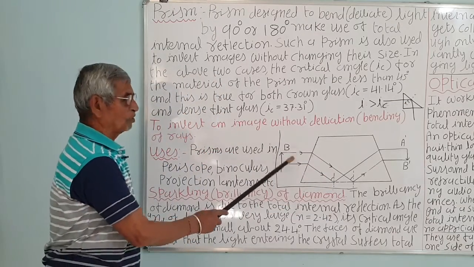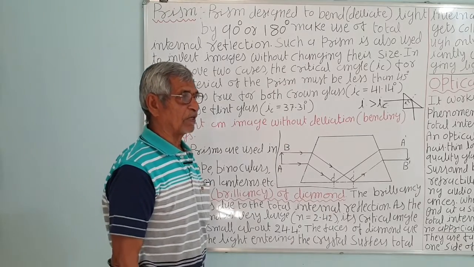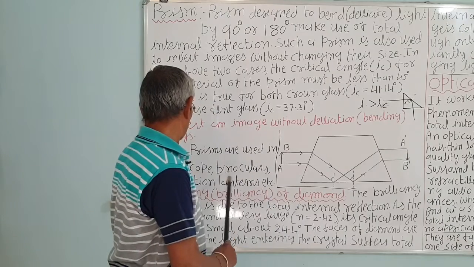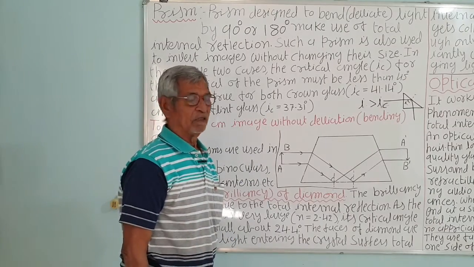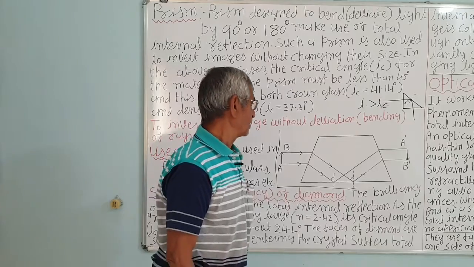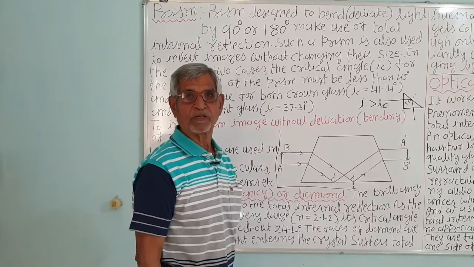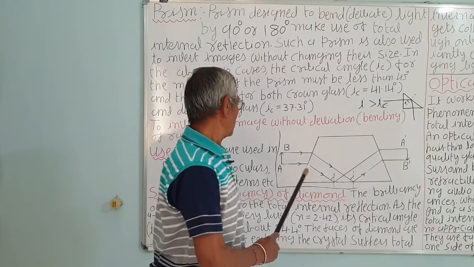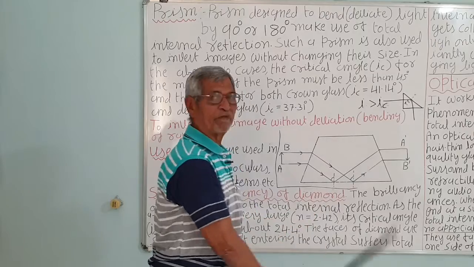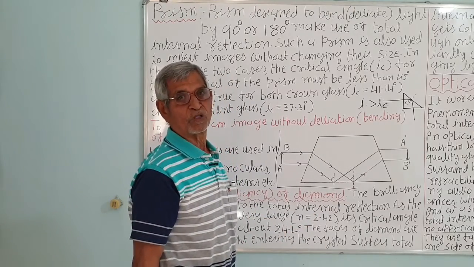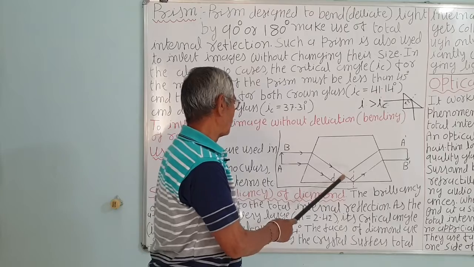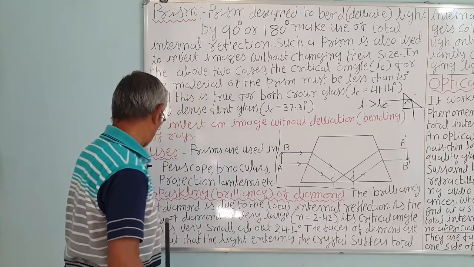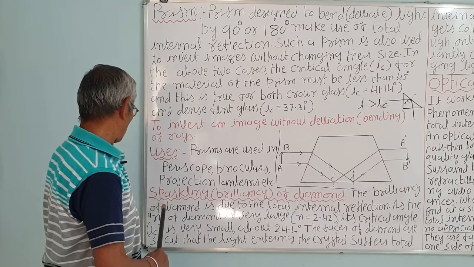So what is the use of this prism? What are the advantages of using prisms in these optical instruments, periscope, binocular and projection lantern, instead of mirrors and glasses? Because in the case of mirrors and glasses, there is a loss of intensity of light. Here, in total internal reflection, the light is reflected totally, so there is no loss of intensity, about 4 to 5% loss, you get about 90 to 95% intensity. So there is a major advantage.